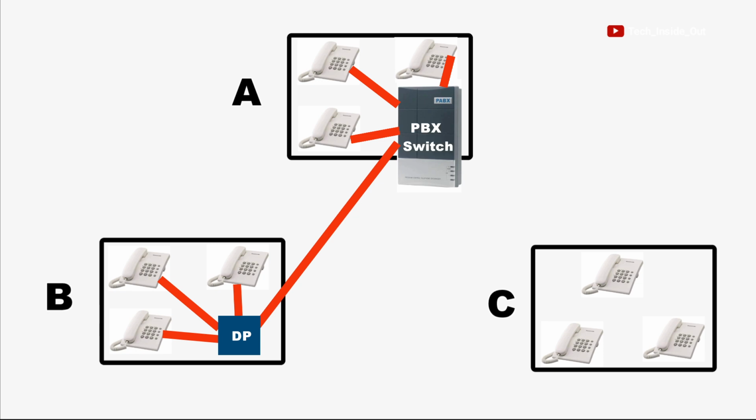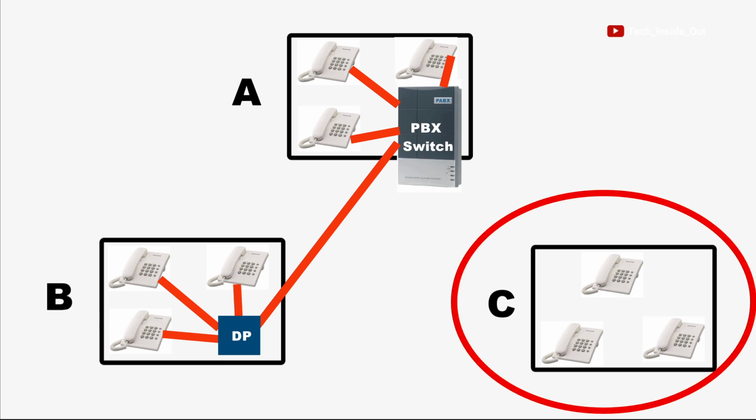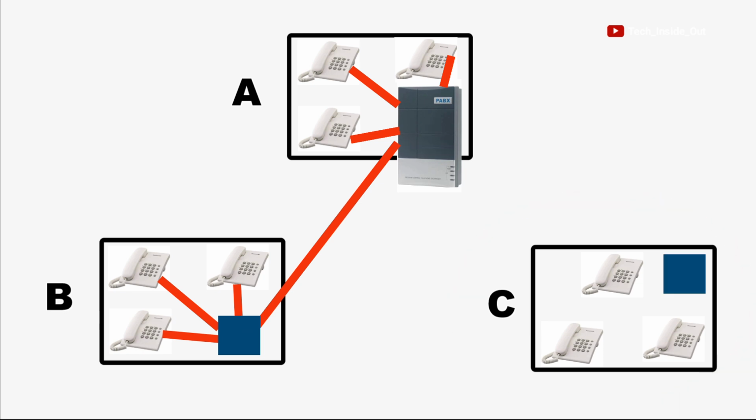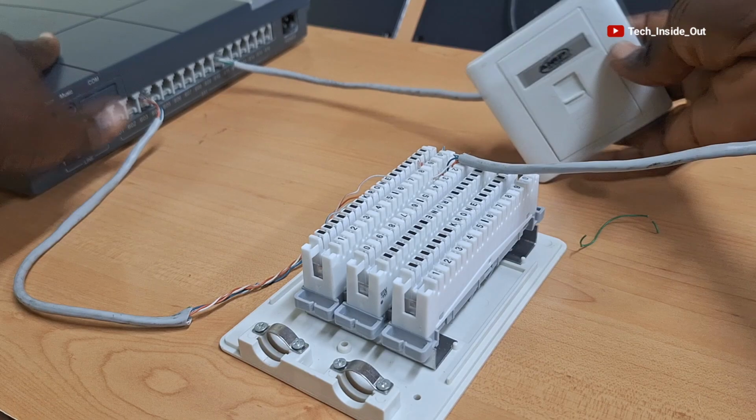The same applies to building C, where you will take all your socket cablings to the central DP in the building C, and then again use a multi-core cable from the DP to the PBS switch. This kind of wiring arrangement will save you the hassle and the waste of cable, having to run each and every telephone socket cable to the PBS switch.